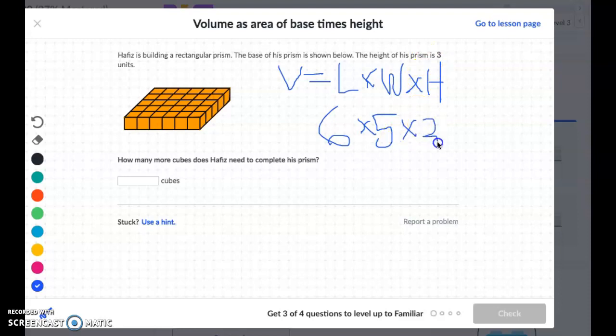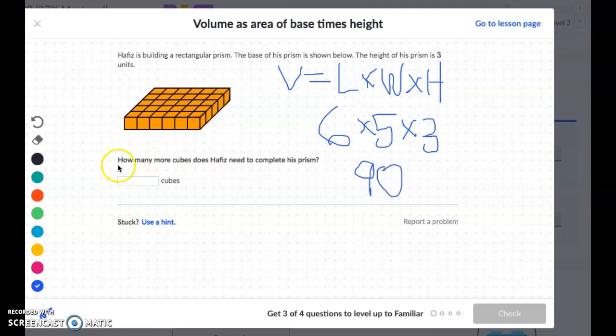So 3. So then I'm going to do my math. 6 times 5 is 30. And then 30 times 3 would be 90. Okay, so his volume is going to be a total of 90.